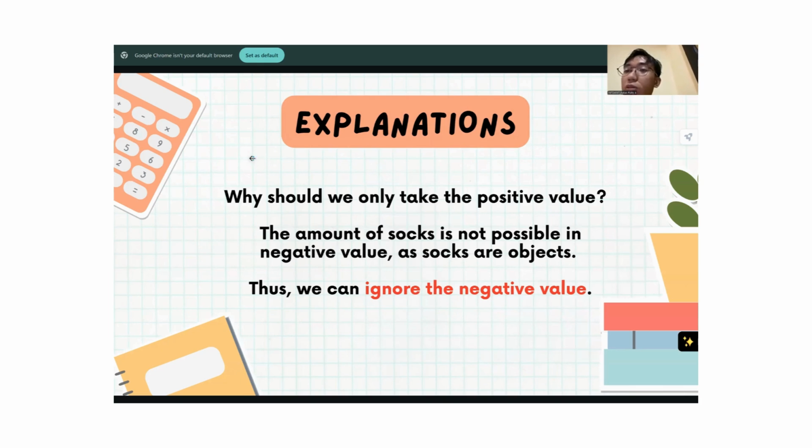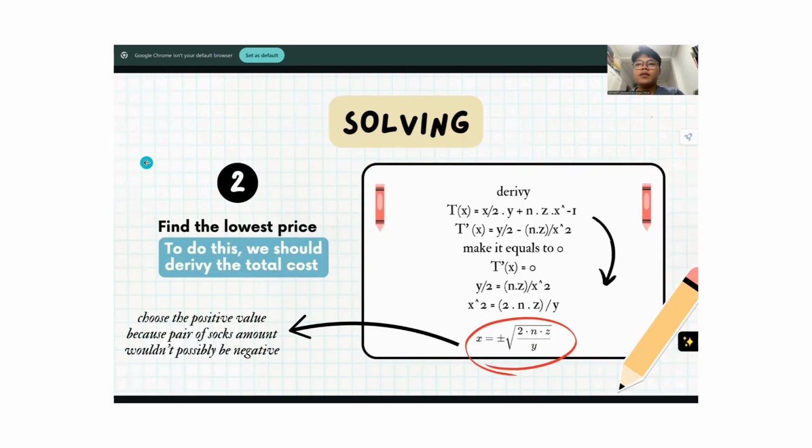Why should we only take the positive value? Because the amount of socks cannot be a negative value, as socks are physical objects. Thus, we can ignore the negative value.